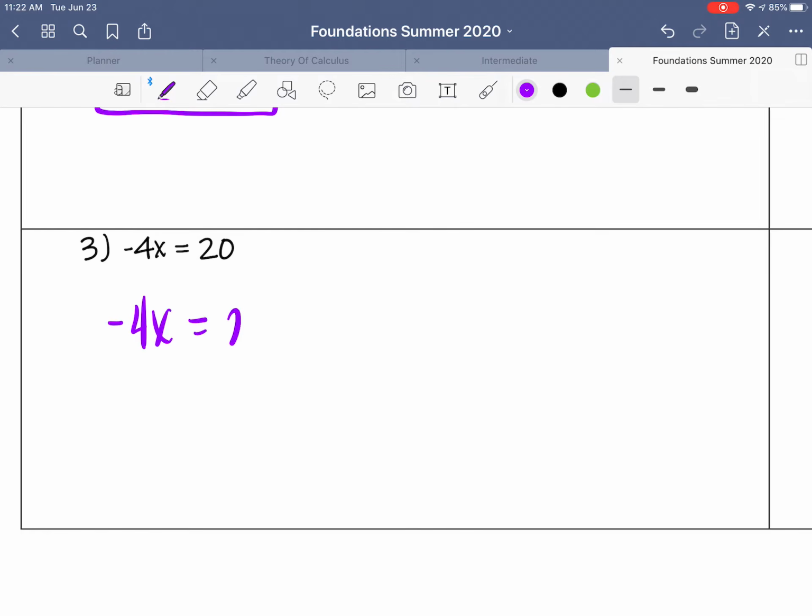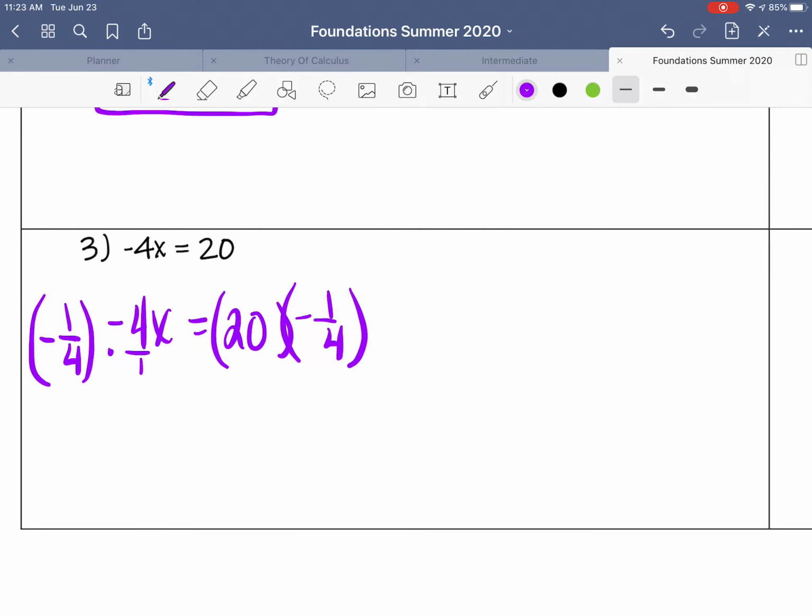I have -4x equals 20. This is -4 times x. So since we're talking about multiplication, I'm going to need the multiplicative inverse. That's a negative right there. I did negative because this is negative. All right, so I use the fraction form. I use the multiplicative inverse.